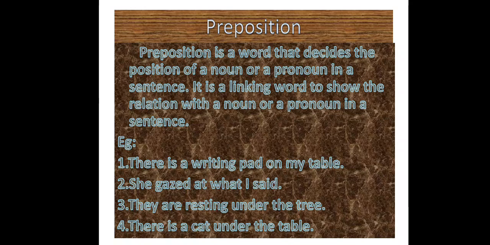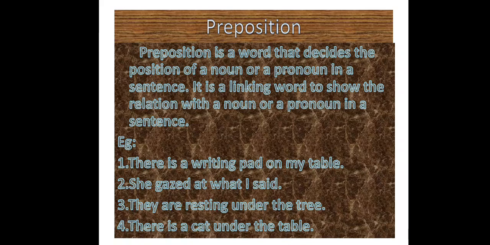Next, let us move towards prepositions. A preposition is a word that decides the position of a noun or a pronoun in a sentence. It is a linking word to show the relation with a noun or a pronoun in a sentence. For example, there is a writing pad on my table. Here the writing pad is there. Where is the writing pad? On my table. So on is a preposition here, which is linking the two parts of this sentence.